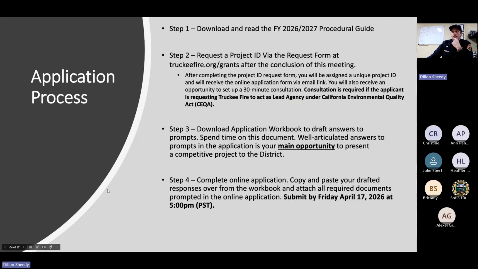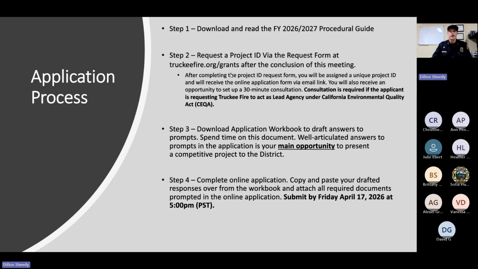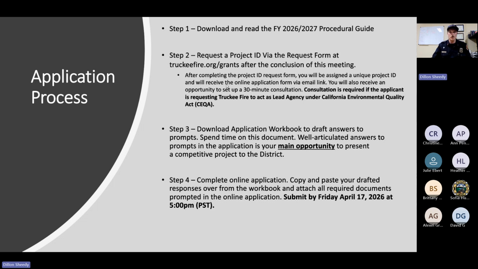So again, there is a 4-step process here for the application. The first step is to download and read the procedural guide from our website. We put a lot of time and love into the procedural guide to make things very clear for people. And trust me, we can tell when people don't read the procedural guide. The procedural guide is for you. It is there to help you through the process.